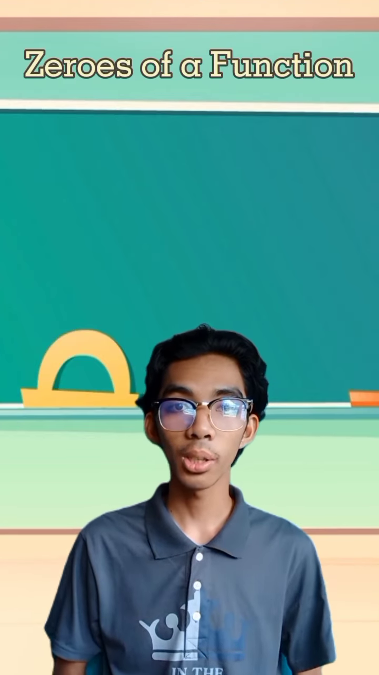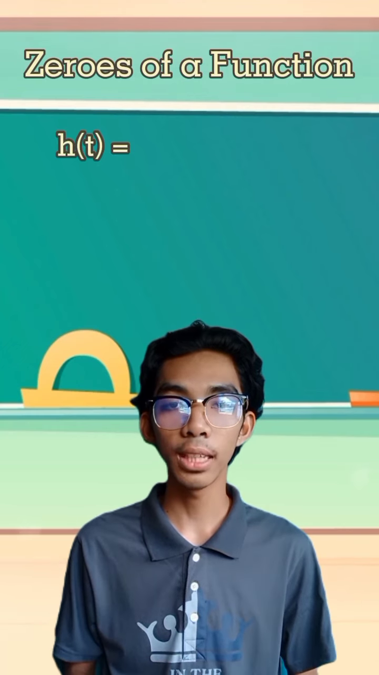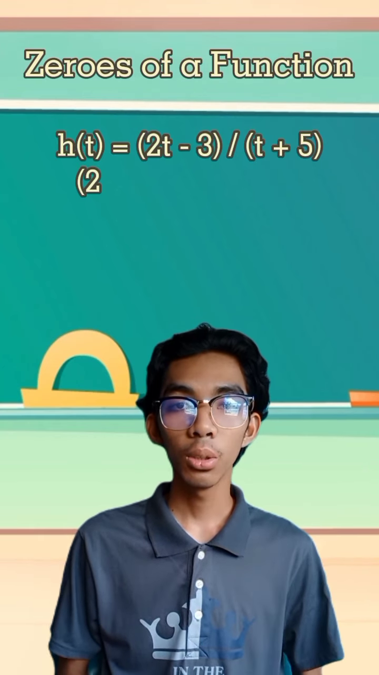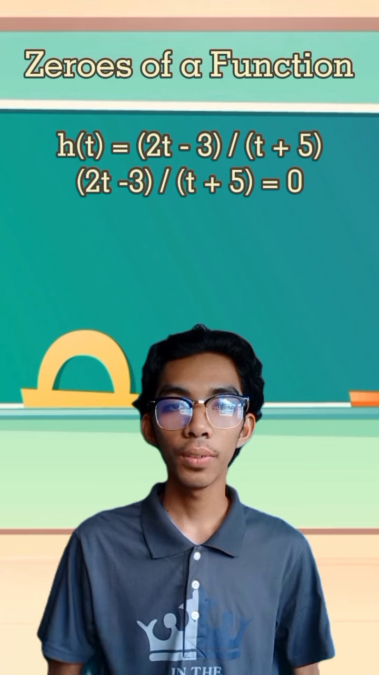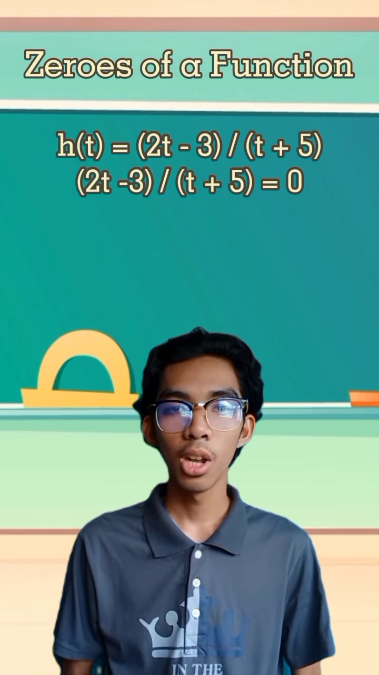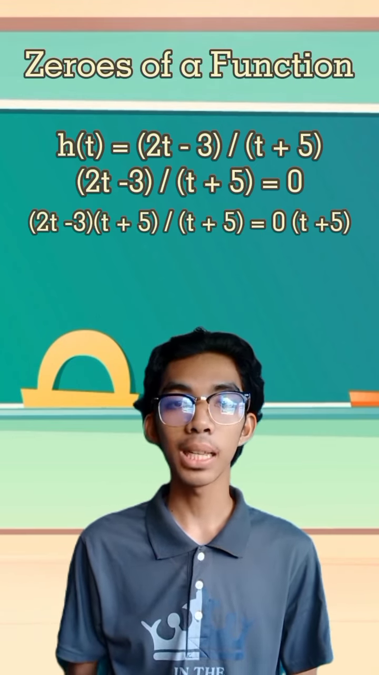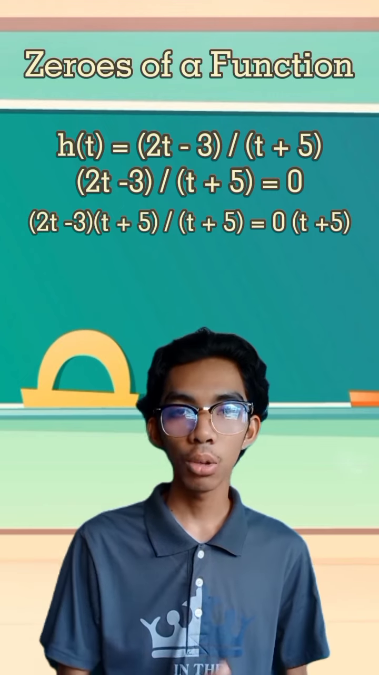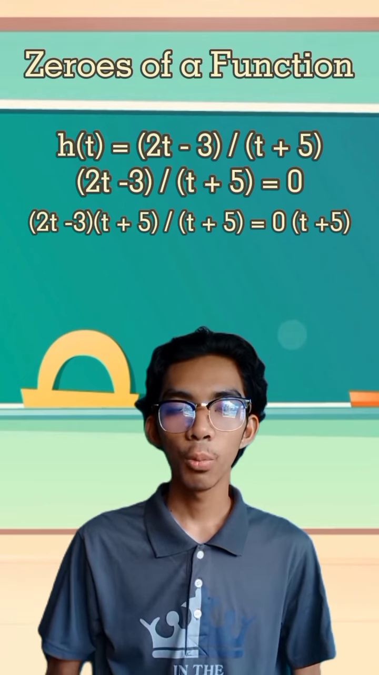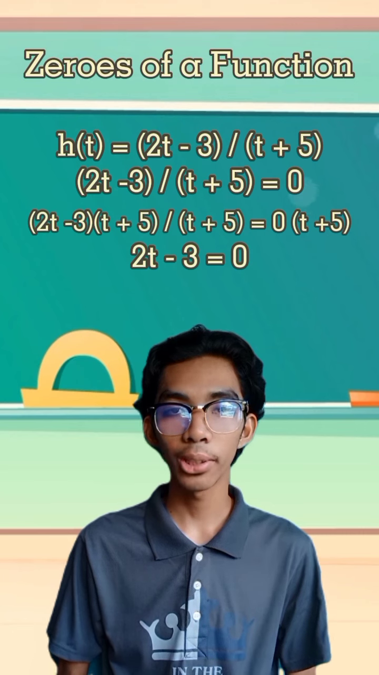For the last solution, we just have to equate h of t to 0. So we will get 2t minus 3 all over t plus 5 equals 0. Multiply each side by t plus 5 so we can cancel out the t plus 5 on the other side. We will get 2t minus 3 equals 0.